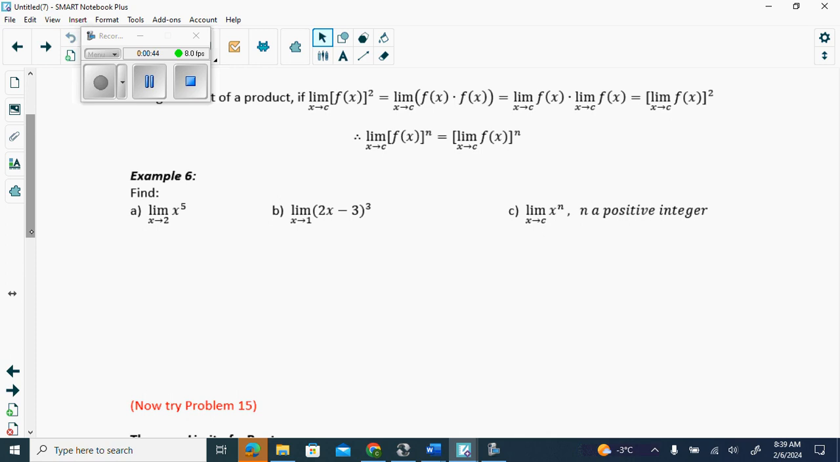All right. So, what we want to do with limits is we always test first. If we put the value in, does it cause us a 0 in the denominator? If it doesn't, we can just put the value in. We can do direct substitution.